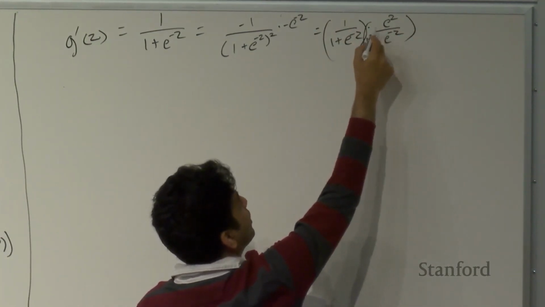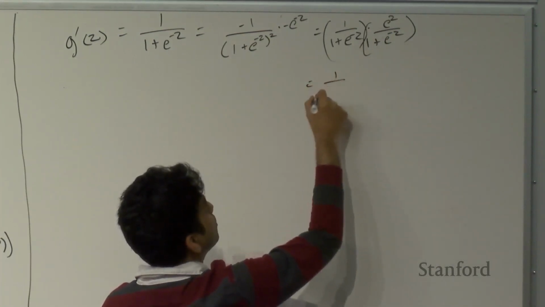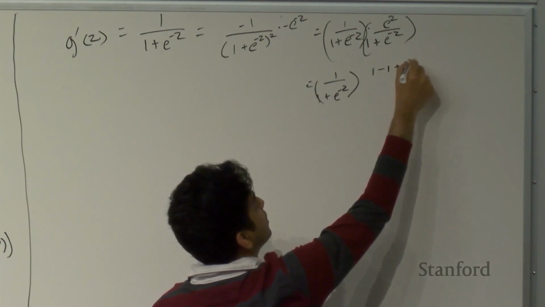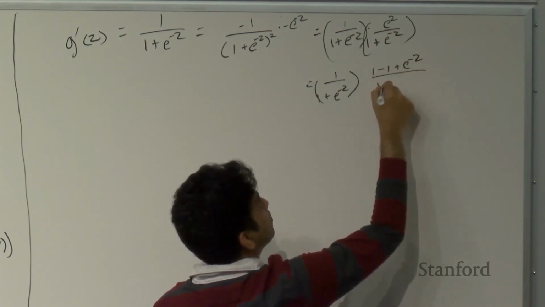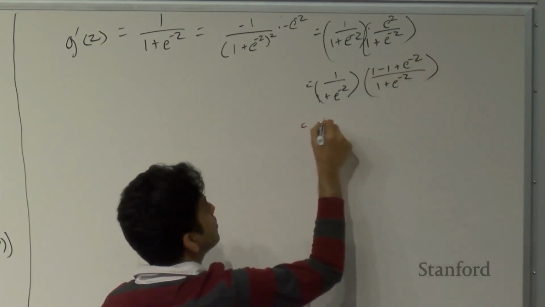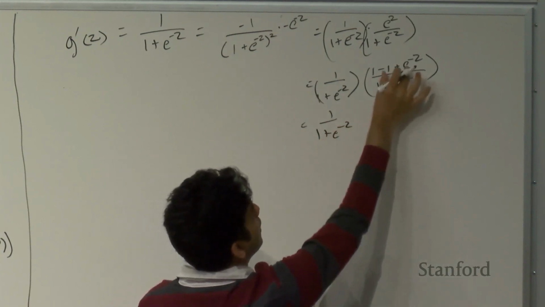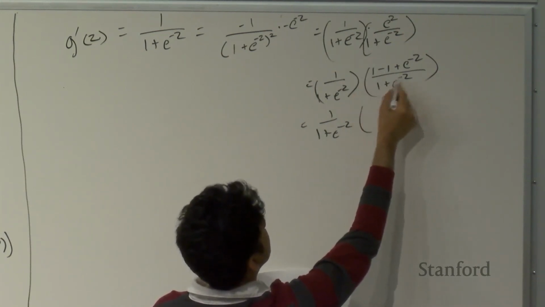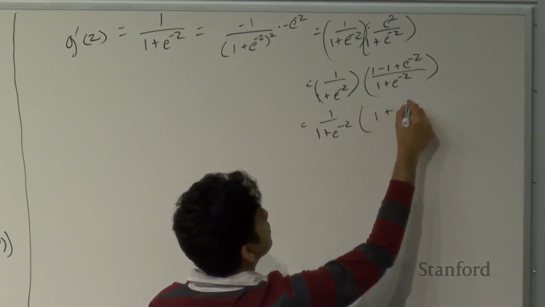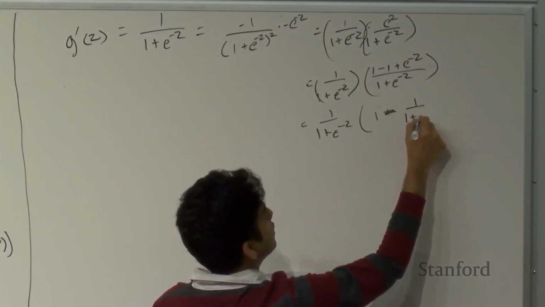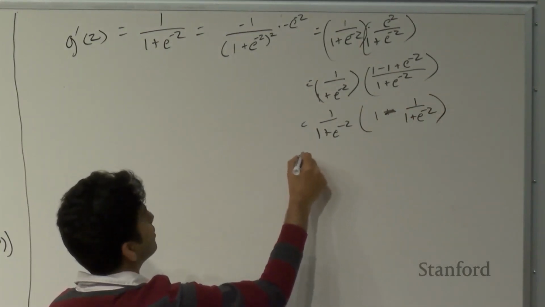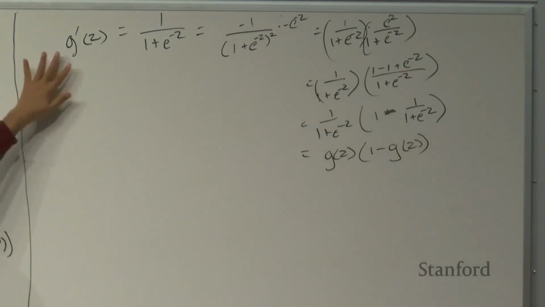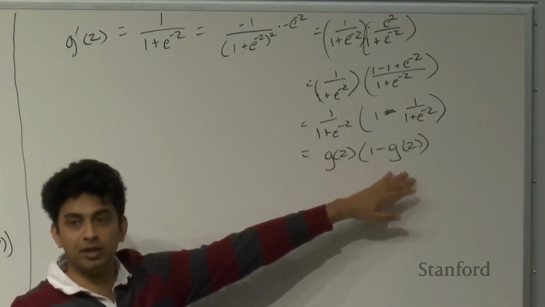And over here you can add 1 and subtract 1 from the numerator, and this will be again 1 over 1 plus e to the minus z times 1 minus 1 over 1 plus e to the minus z. Okay. And we see that this is actually equal to just g of z again times 1 minus g of z. So the derivative of the logistic function is equal to the logistic function times 1 minus the logistic function.